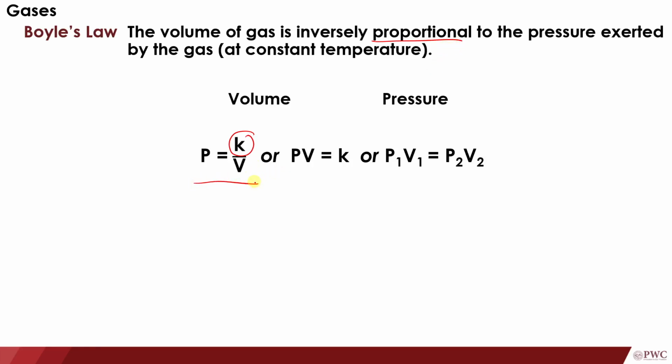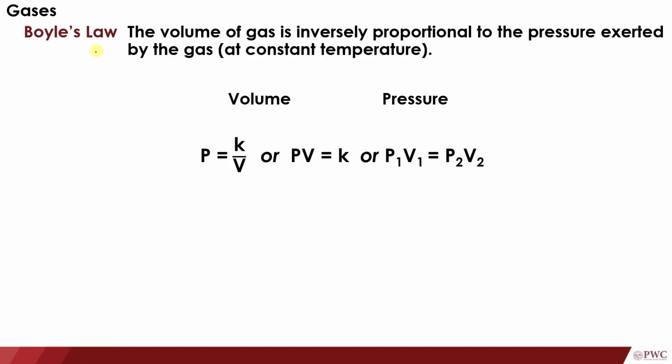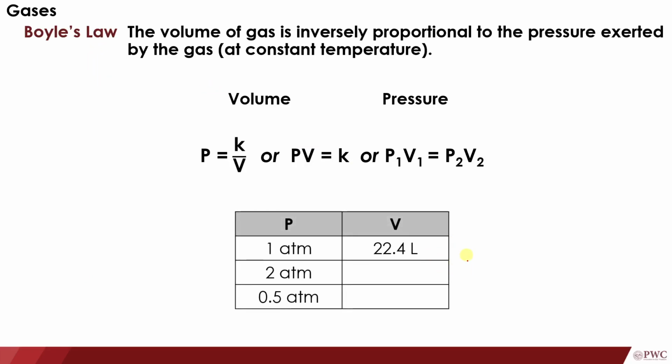Now from this equation, we can derive this one. Here I just cross multiply this one. We have K is equal to pressure times volume. And in this case, since the pressure times volume is constant, we can say that the initial pressure times volume is equal to the final pressure times volume. So that is equal to this equation over here. So we can use Boyle's law to predict the change also on the other variable if one variable is changed.